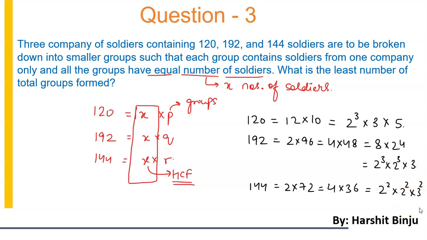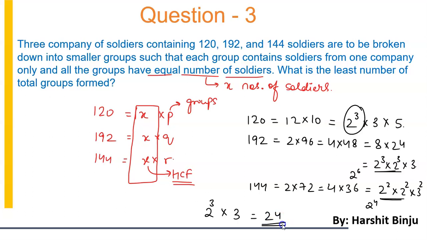So if I want the SCF, it's the common factors to the lowest power. So the common factors are 2 and 3; we don't have 5 in all three of them, so 5 we won't take. The lowest power of 2 is 2 cube, and the lowest power of 3 is 3. So SCF is 8 into 3, which is 24.